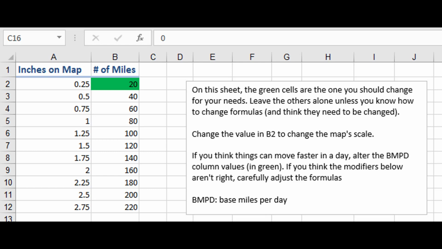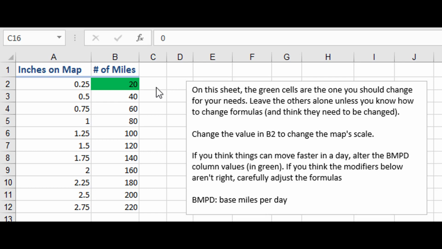So you can see in the first column, A2, it's at 1/4 inch, and then after that it's a 1/2 inch at line 3, and so on down the line here. The next column over is the number of miles, and I have decided that the scale of my map is that a 1/4 inch is 20 miles, and that is in green on there. And one of the notes you see to the right of this is that on this sheet, the green cells are the ones you should change for your needs. Leave the others alone unless you know how to change formulas and you think they need to be changed.